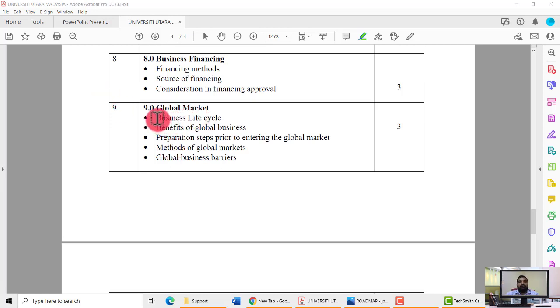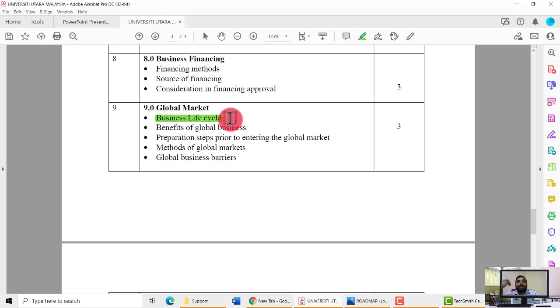Okay, so you learn about the business life cycle. I think you know: introductory, then growth, maturity and declining. That is a life cycle. And benefits of global business. You learn about benefits, like increasing your sales, or you can do more innovation and so on.